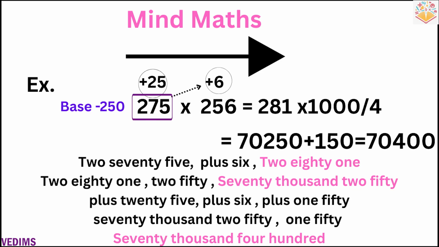Similarly, 275 into 256. 275 is exceeding 250 by plus 25. 256 is exceeding by plus 6. Cross add, you get 281. Multiply by 1000 by 4, you get 70,250. Now multiply the exceeding numbers, 25 into 6 is 150. Add it, you will get 70,400.